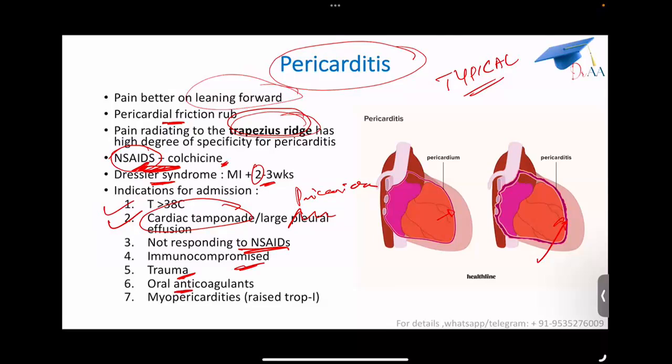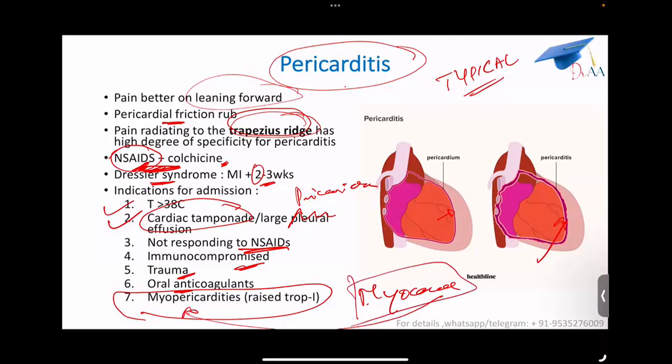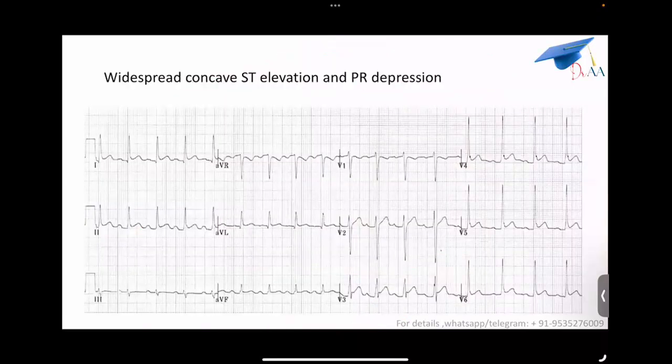If these patients are on oral anticoagulants, then you need to admit. If this patient, along with pericarditis, has myocarditis also, which is known as myopericarditis, you need to admit. I will tell you in the coming slide how to suspect myocarditis.